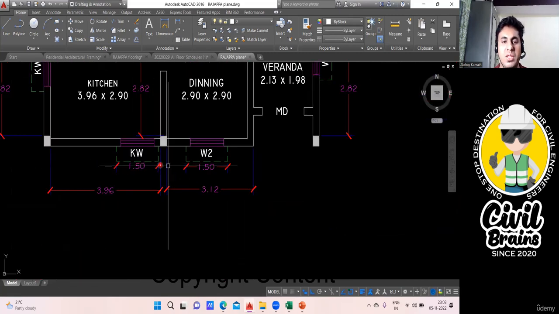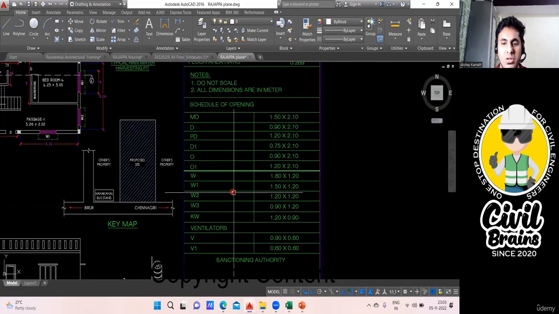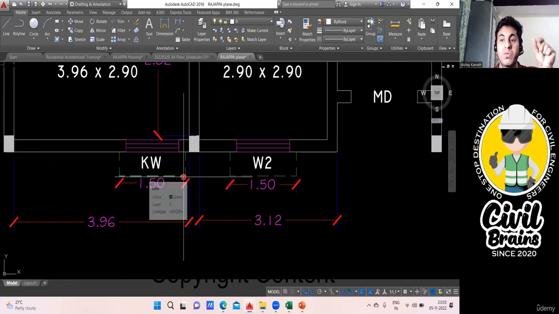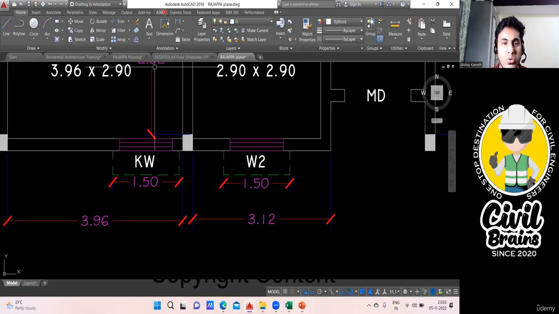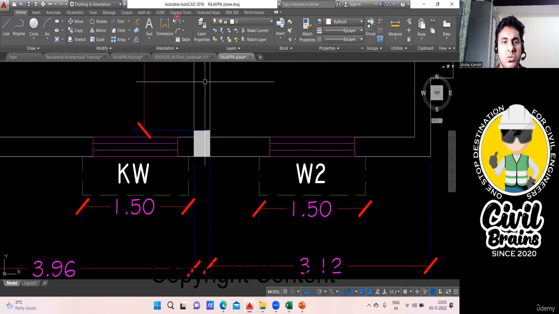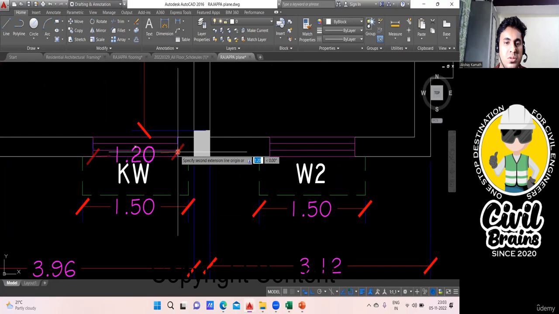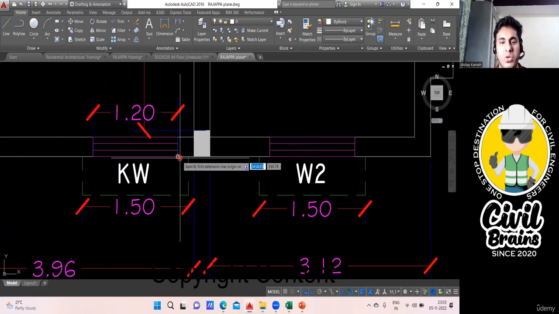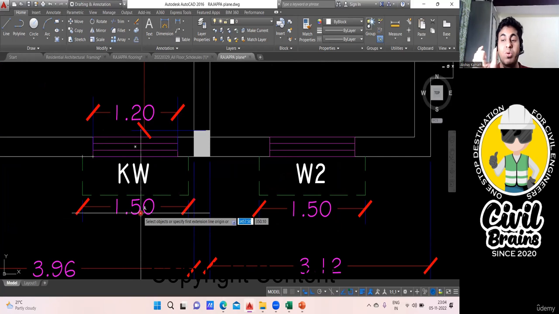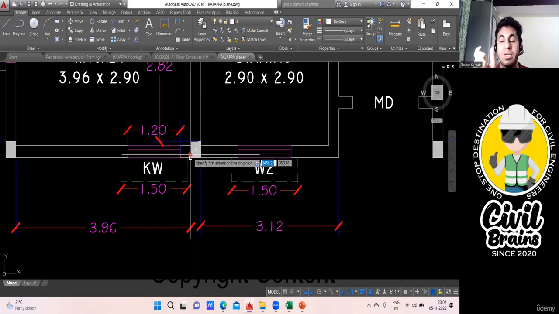Kitchen window, it is 1.50. Actually, what was your kitchen window size? KW, it is 1.20 in the table, but your Chajja portion is coming to 1.50. How? Because these people have added 0.15 and 0.15. Your window of 1.2 is this portion, but there is a 0.15 offset on the right side and a 0.15 offset on the left side. 0.15 plus 1.2 plus 0.15 comes out to 1.5. So I need to consider 1.5 only. Don't directly consider your window size. Both side offsets give you the Chajja length.